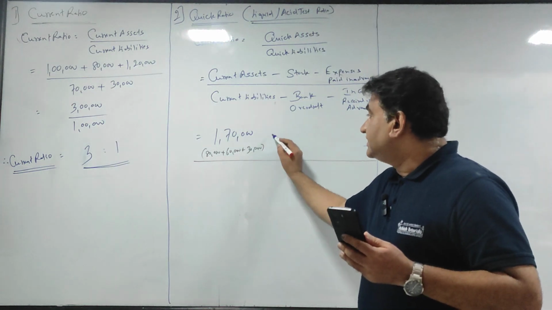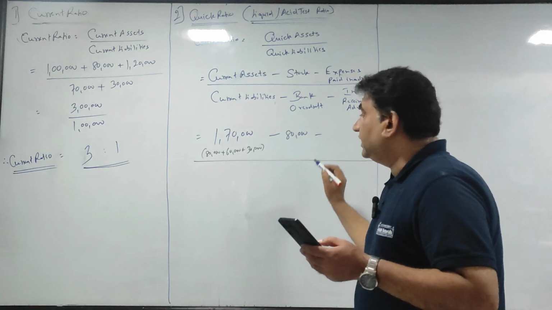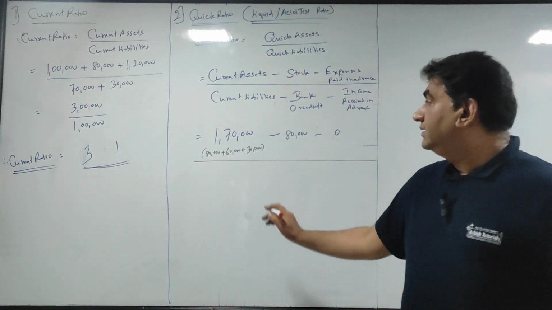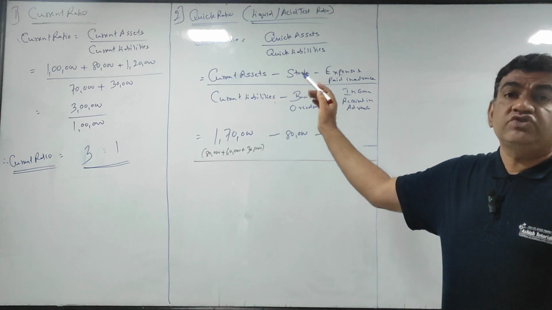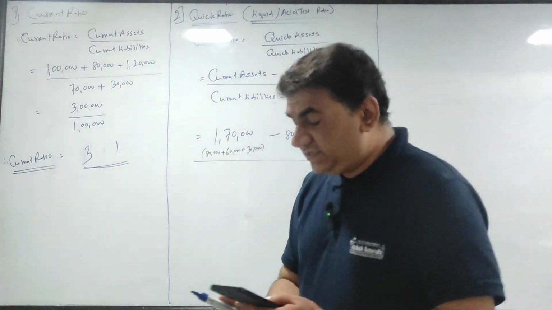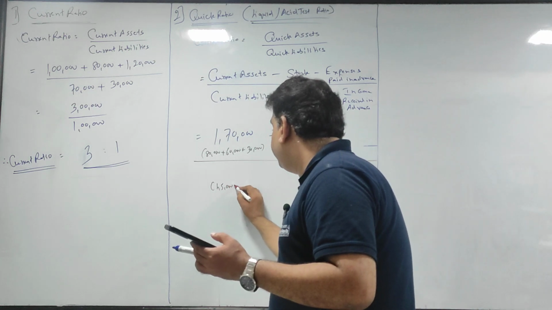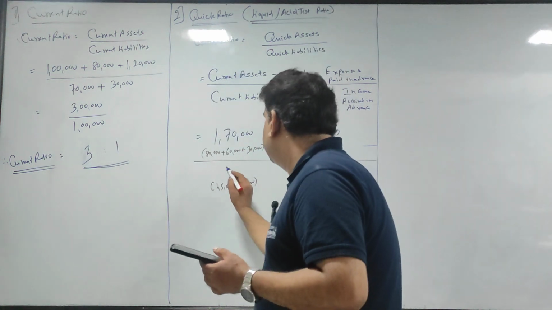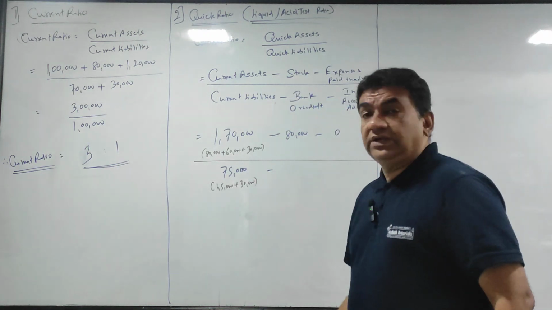Now to get quick assets क्या करना है? माइनस स्टॉक. कितना है मेरा स्टॉक? स्टॉक है मेरा 80,000. Can you see any prepaid expense? नहीं है तो जीरो. तो I repeat, करंट एसेट्स 170, उसमें से स्टॉक माइनस करना 80, प्रीपेड एक्सपेंस और expense paid in advance which is not there so zero. Upon current liability, हमने करंट लायबिलिटीज क्या है? Creditors 45, bank overdraft 30. So 45 plus 30, कितना हो गया? ये 75,000. So 75,000 is my total current liability.